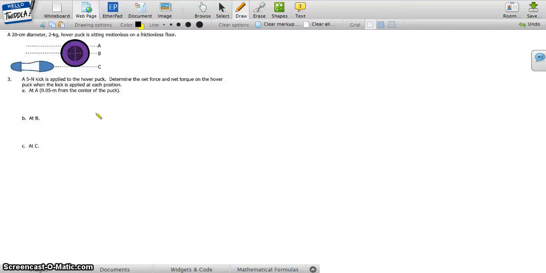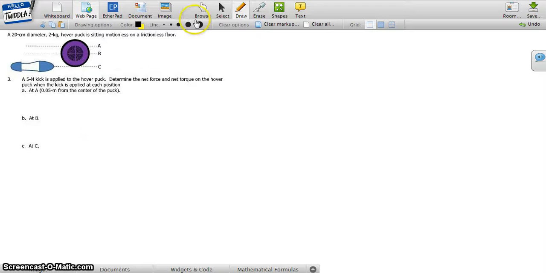Okay, for number 3 it says a 20 centimeter diameter, 2 kilogram hover puck is sitting motionless on a frictionless floor. It shows us this hover puck from kind of a top view, and we're looking at this foot that's kicking it, and it can kick along these dotted lines, either A, B, or C. It says at first a 5 Newton kick is applied to the hover puck. Determine the net force and the net torque on the hover puck when the kick is applied at each position: at A, at B, and at C.